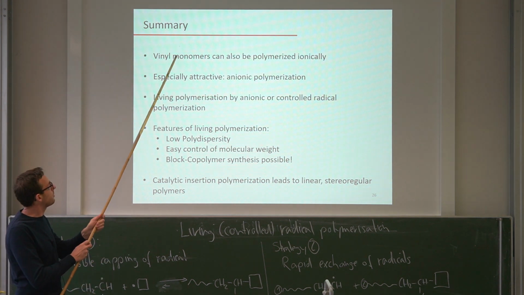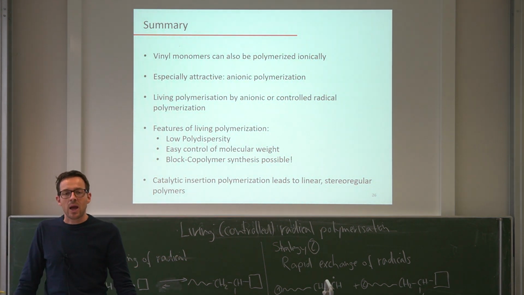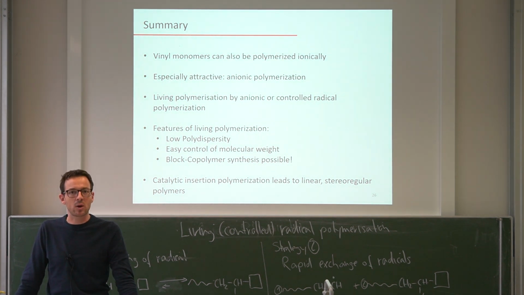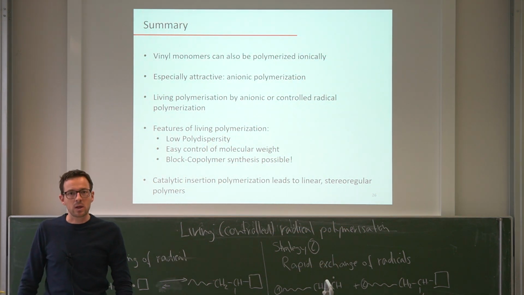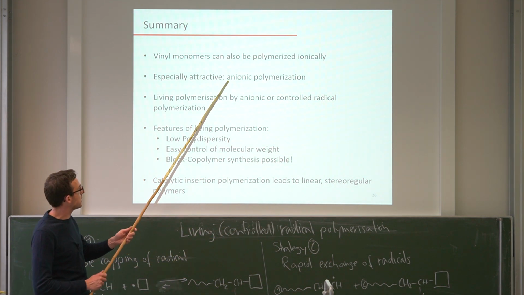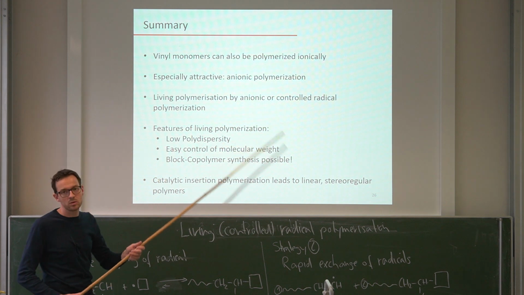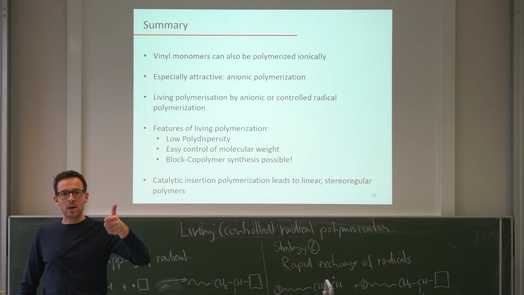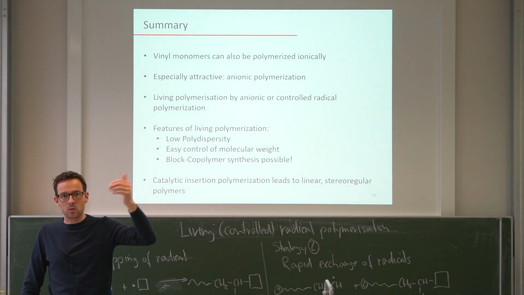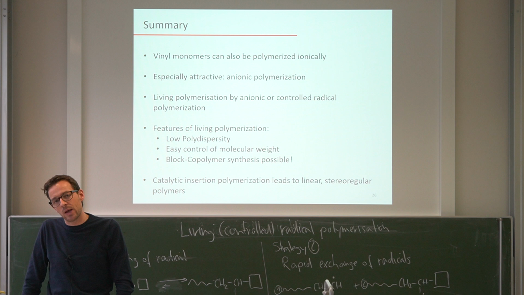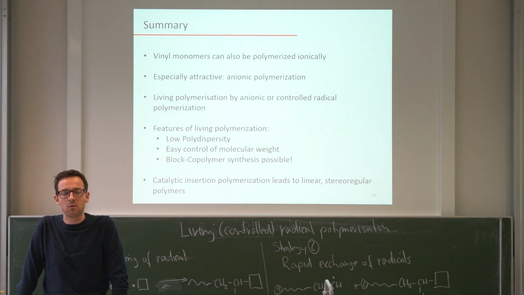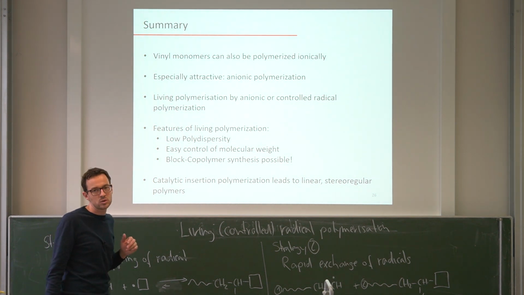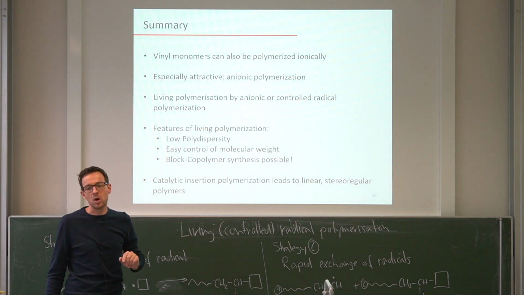First of all, we saw that vinyl monomers can also be polymerized via active species that carry ions, so either carbocations or carbanions, and this then leads to cationic and anionic polymerization. And you've seen that especially this anionic polymerization is very attractive because it can form polymers in a linear fashion. So that means the relation between the degree of polymerization and the conversion is linear. It allows adjusting the molecular weight very conveniently. It allows to make very long polymer chains. It allows to make polymer chains with very narrow size distribution. And maybe most importantly, you can make block copolymers.